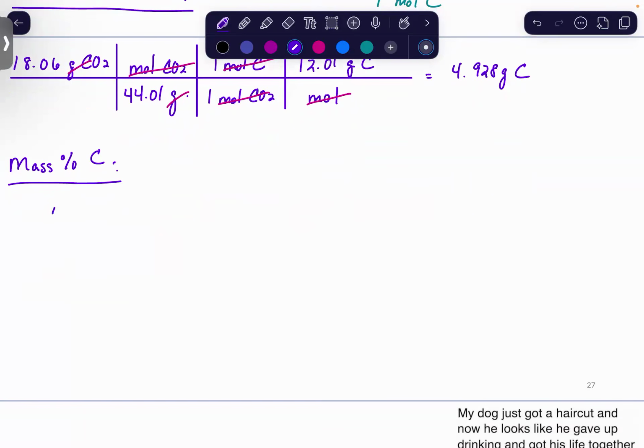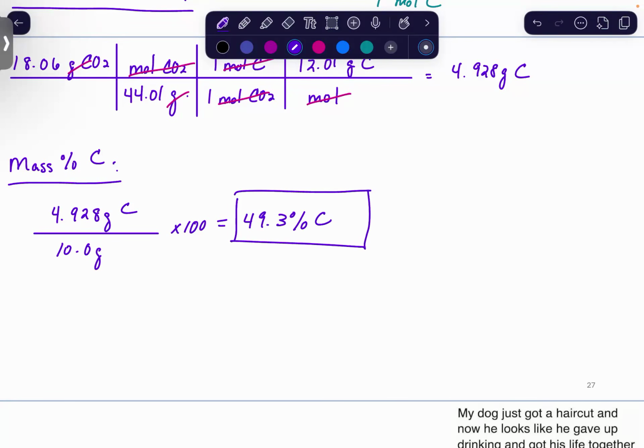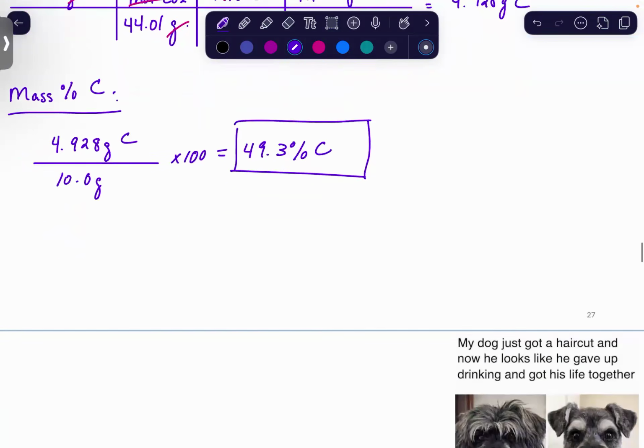We're going to do our 4.928 grams of carbon divided by the total mass of the amino acid times 100. And that's going to give us 49.3% carbon. And we can use this percentage and others to find the empirical formula. But I wanted to make sure we took a moment to cover oxygen.